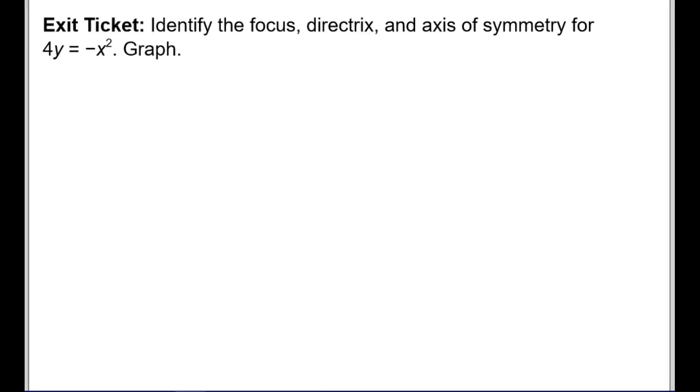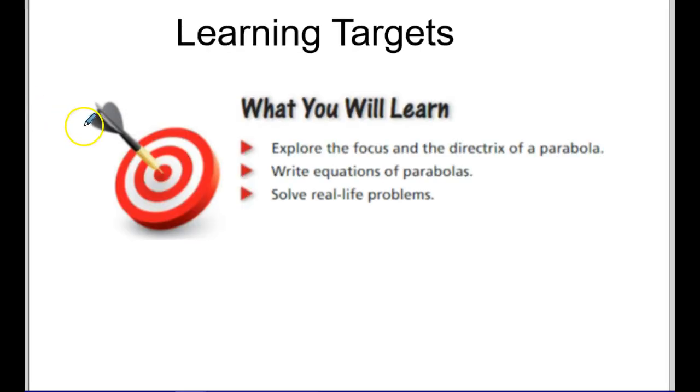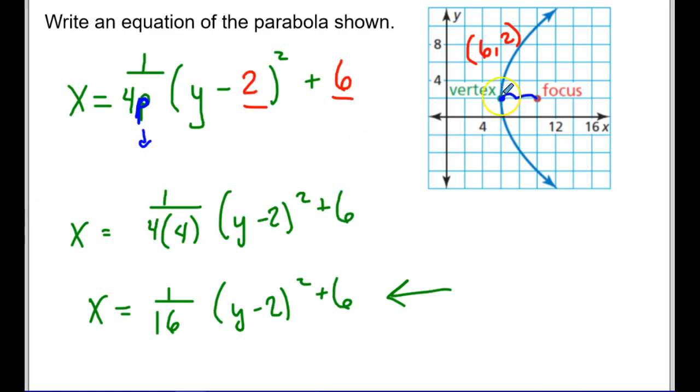Okay. So that's actually all there is to this section. So let's look back at our learning targets. Okay. So first we looked at the focus and the directrix of the parabola. Then we wrote equations of parabolas. The big thing to make sure you can do is if you have a parabola where the vertex is not at the origin, right? That just adds an extra little step that we need to do.